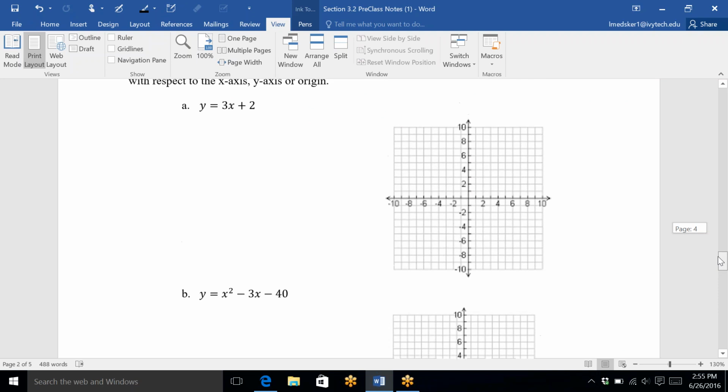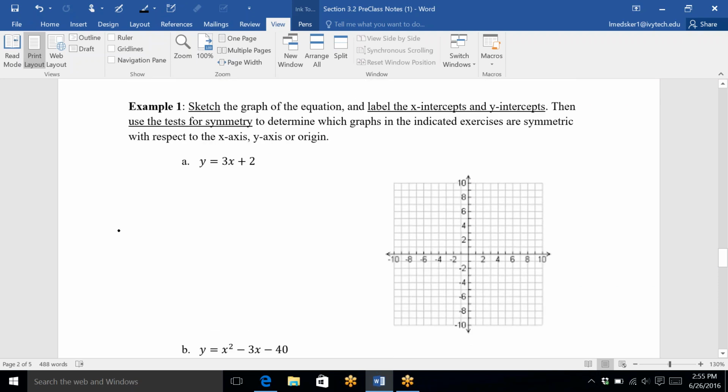Okay, so this is the example we're going to be doing. It has quite a few parts. We're going to be graphing these using a table of values. We're going to find our x and y intercepts and label them on the picture. And then we're going to use our test for symmetry, and we're going to make sure that the algebraic way of testing matches with the picture.